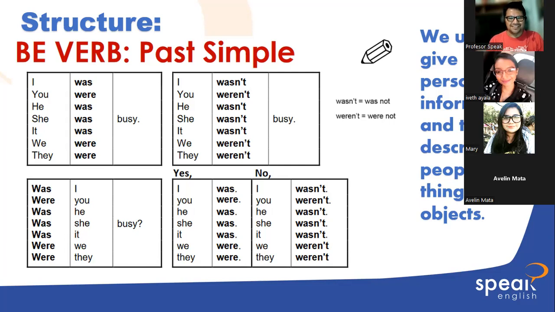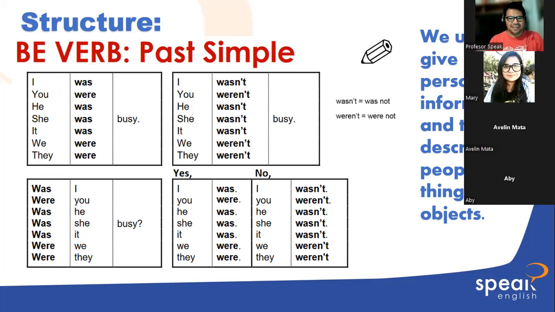You weren't. Ajá, you weren't. We weren't. They weren't. Ajá. Con práctica van a ver que lo van a poder hacer sin necesidad de utilizar esa N o de decir la N en esa palabra.